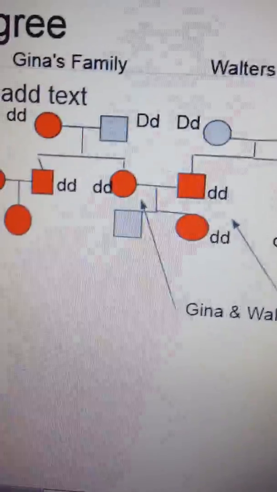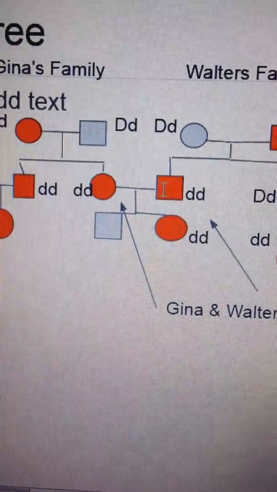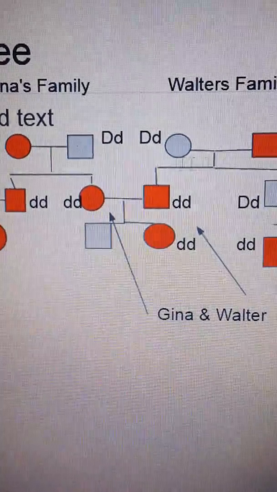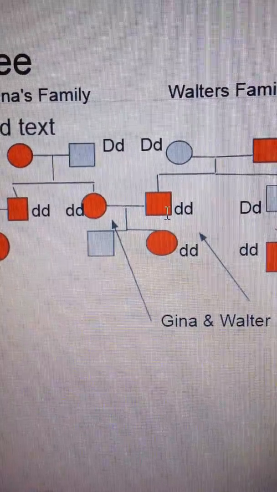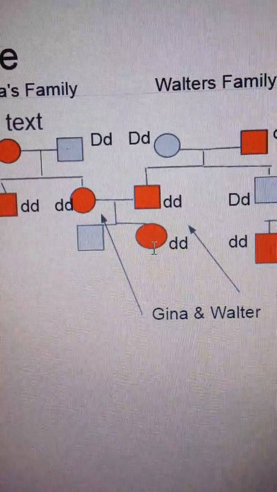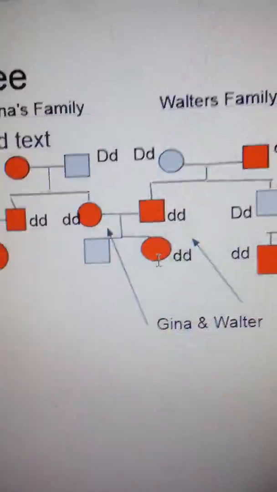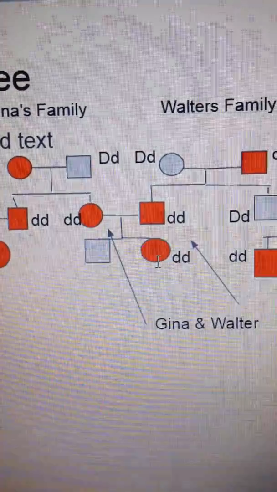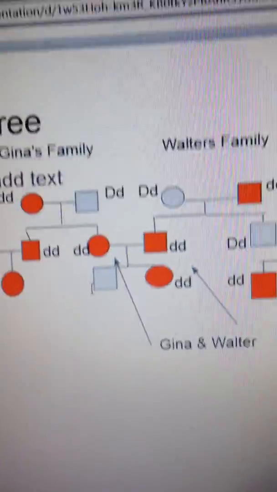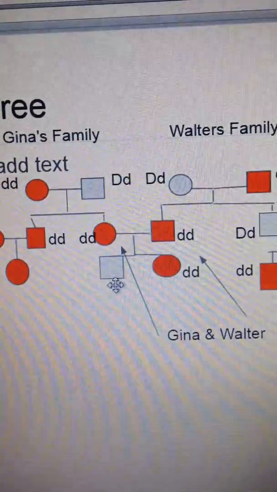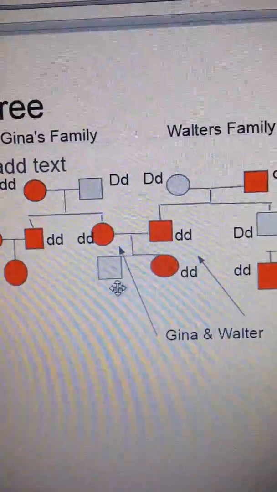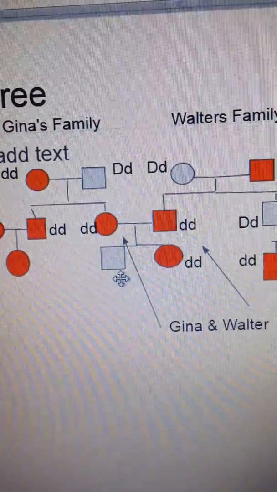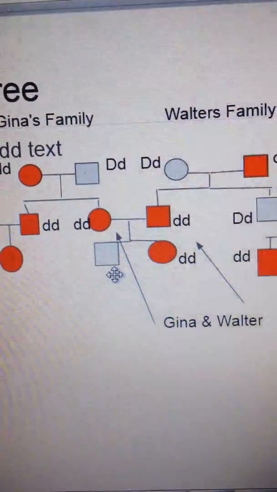For Gina and Walter, they both had the disorder, which means that since it's recessive, once again, they would both have two lowercase d's. Their daughter, no matter what, 100% of the time with the Punnett squares, is going to have the disorder, which would mean two lowercase d's. Since the son did not have the disorder, that results in an impossibility. I don't even know if I just said that right.